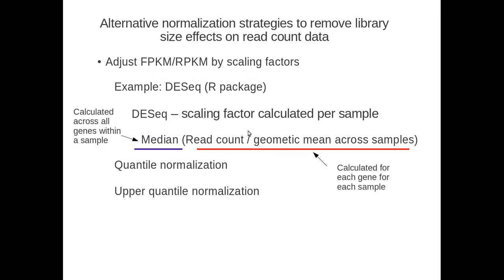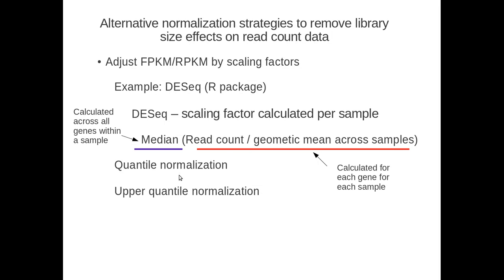So Cufflinks and Cuffdiff actually use a similar methodology. I believe it's slightly more complicated than the DESeq approach because it scales how this geometric mean, I believe, comes from different samples, and then there's actually two scaling factors. But this is a simpler example of how these scaling factors get calculated.